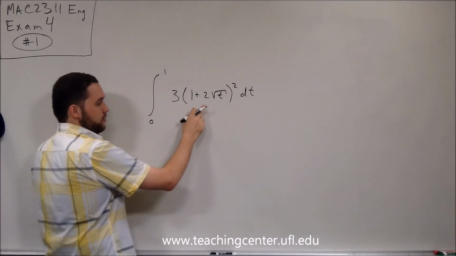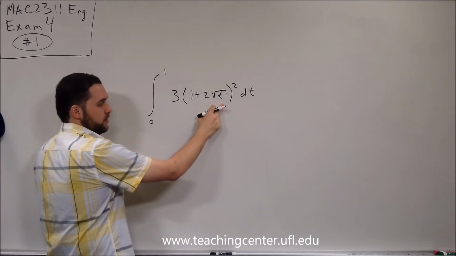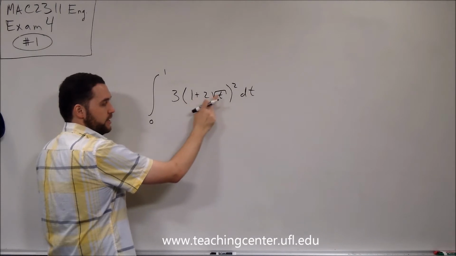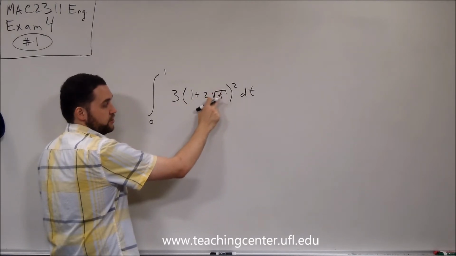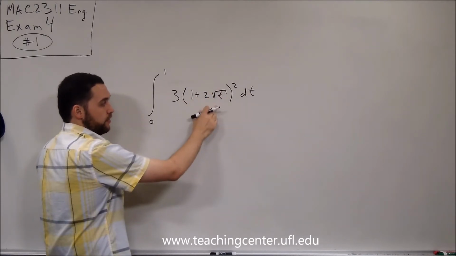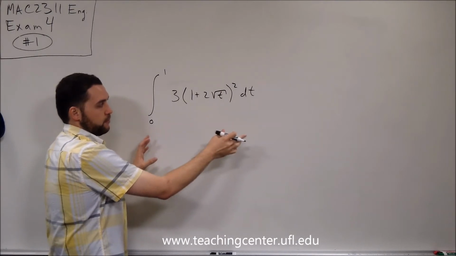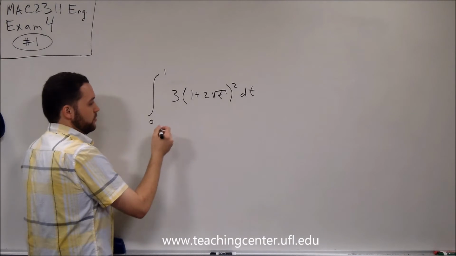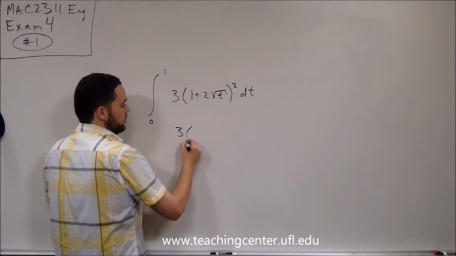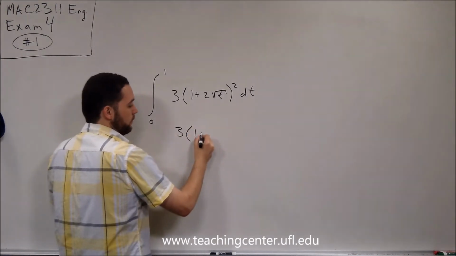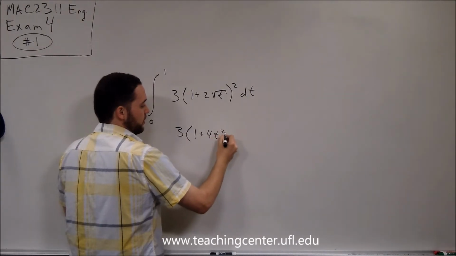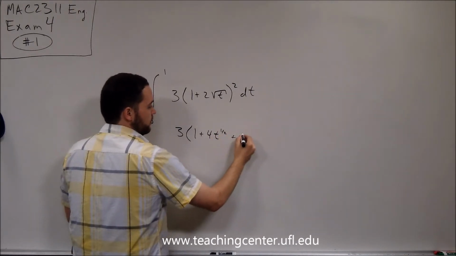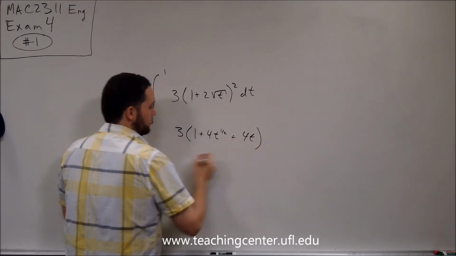So what we can do is just FOIL this out. We know how to integrate 1, and we know how to integrate 2 times t to the 1/2 power. If we FOIL this out, we'll get a few more terms, but they'll all just be t to some power, and we can integrate those individually. So this is really 3 times, and when you FOIL this out, you get 1 plus 4 times t to the 1/2 power plus 4t.